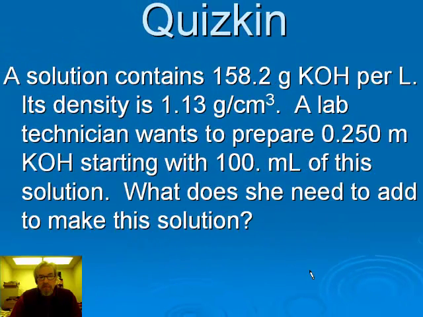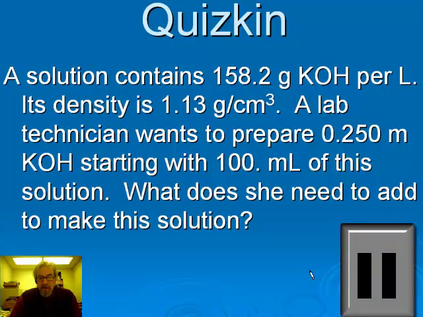This next question describes a solution that has 158.2 grams of potassium hydroxide in every liter. Its density is given, and then we have this situation where a lab technician wants to make some 0.250 molal KOH solution starting with 100 milliliters of this solution that we're describing here. And then the question is, what does she need to add to make this solution? In other words, is she going to have to dilute it with water, or is she going to have to add more KOH, and then how much?